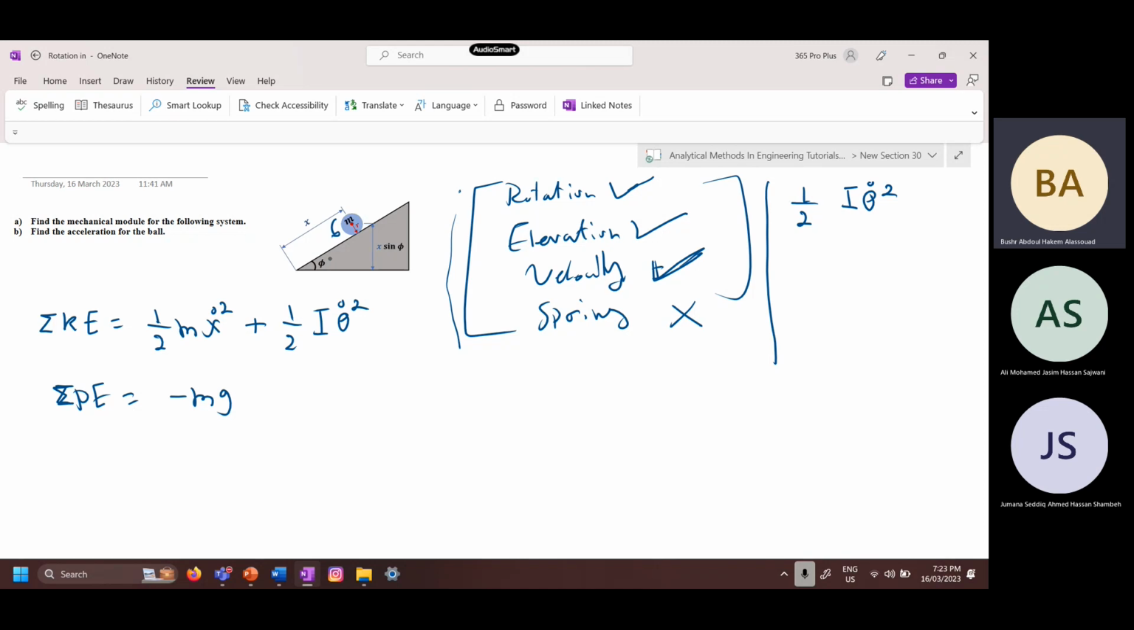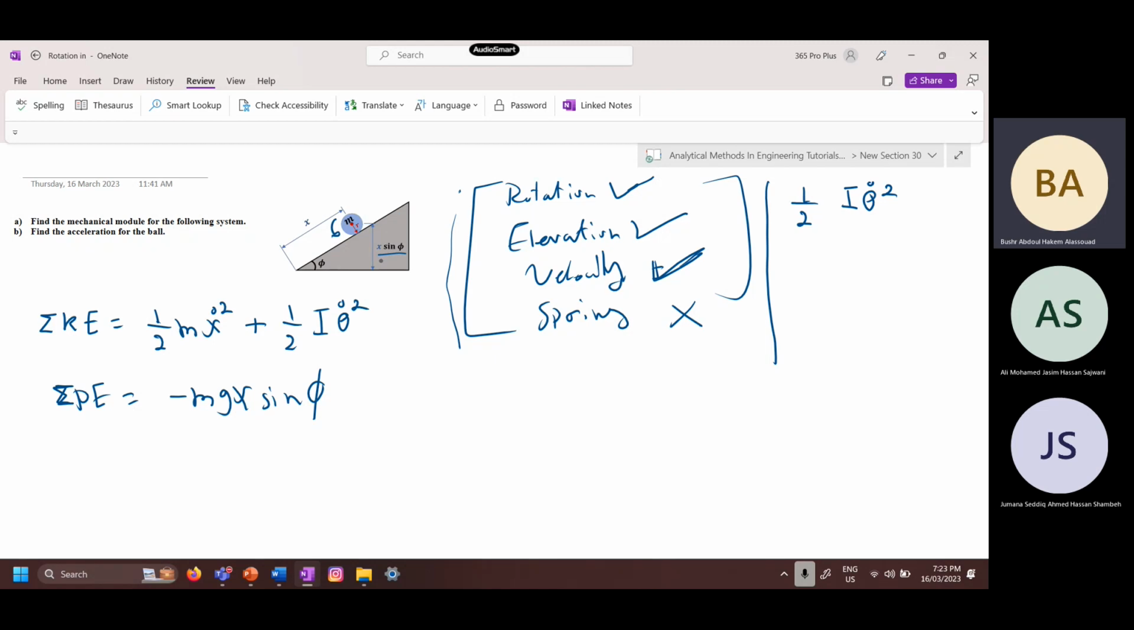For you to understand it in a more conceptual way, you can see that phi is not changing. Nothing is changing with the phi. What's changing is the height, which is going to change with the x. Okay? So mgx sine phi.